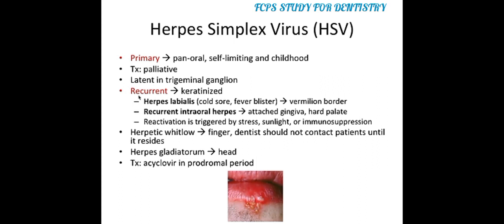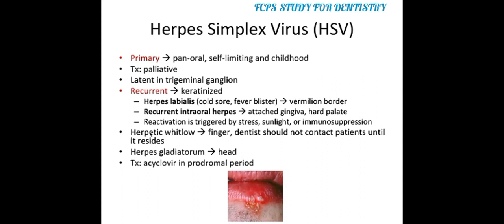the lip. Now, we also have recurrent intraoral herpes on the other side, and this occurs exclusively on attached gingiva, or attached mucosa, and it can be attached gingiva or the hard palate. And note that the primary infections are pan-oral, P and P, whereas the recurrent infections are only on keratinized tissue, like I mentioned, the vermilion border, the attached gingiva, and the hard palate. So that's a very important and very commonly tested distinguishing factor between those two.